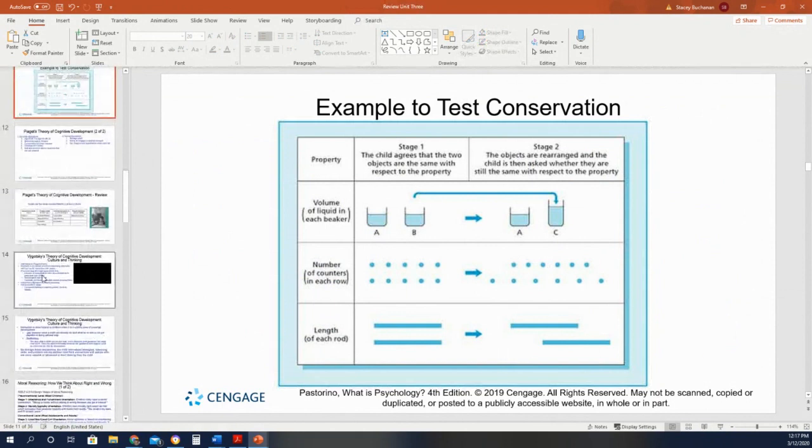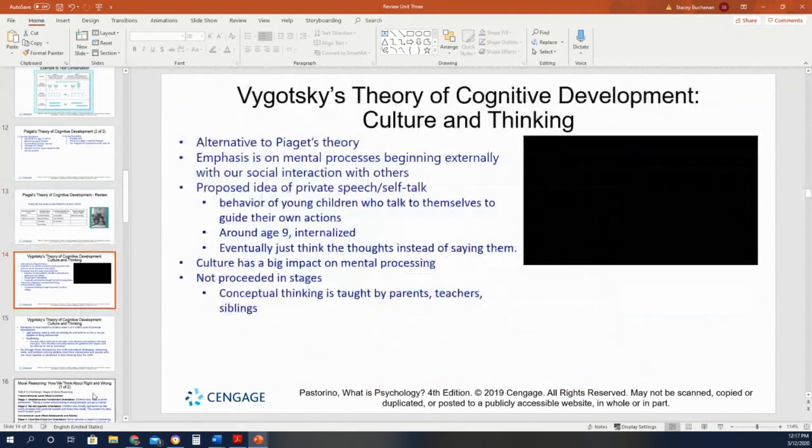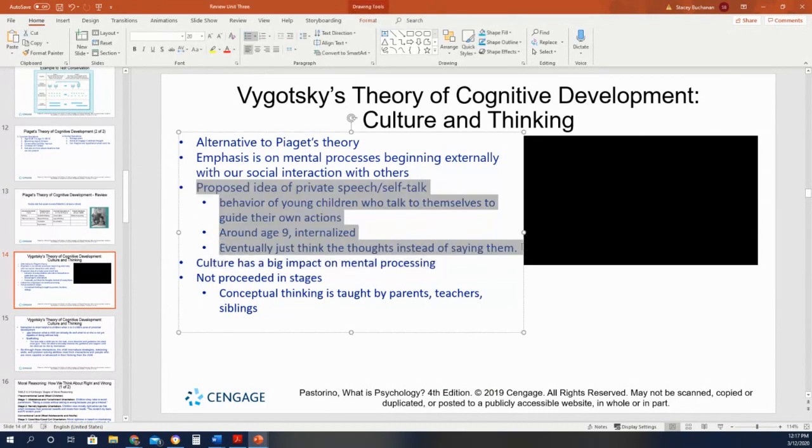All right. So moving on from there, we'll go through Vygotsky's. I'm not going to spend a lot of time on this one. This one's pretty straightforward. Just remember this idea of private speech, self-talk. The way I remember it is the idea that speech is private. It's for themselves. So it's private speech or self-talk. They use it to walk themselves through difficult tasks.